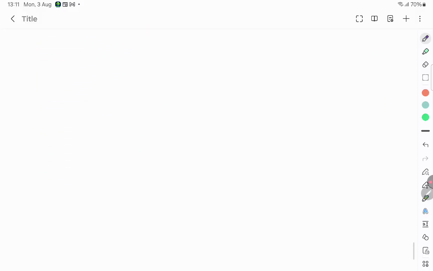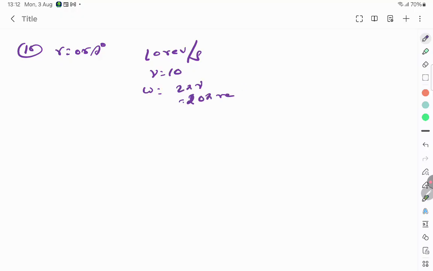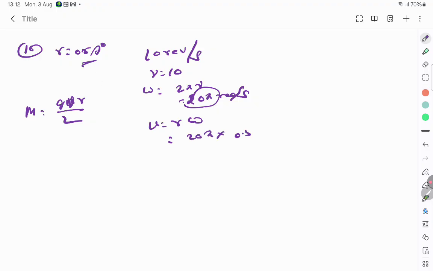Next question: in a hydrogen atom, an electron moves in an orbit of radius 0.5 Angstrom and makes 10 revolutions per second. That means this is the frequency. If you know the frequency, you can find omega. Omega is 2 pi times the frequency, so it's 20 pi radians per second. Why? Because they are asking for magnetic moment. I know the formula QVR by 2, and linear velocity is r times angular velocity. So I multiply this 20 pi with the radius, which is 0.5 into 10 to the power minus 10. That will give me my V.